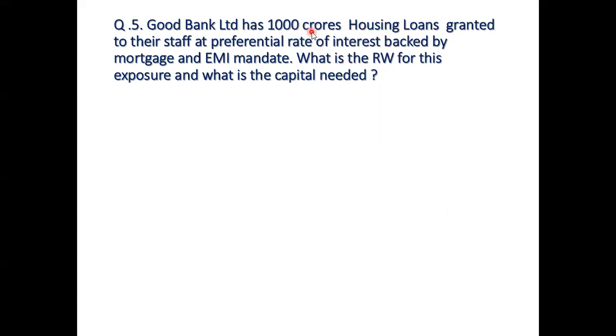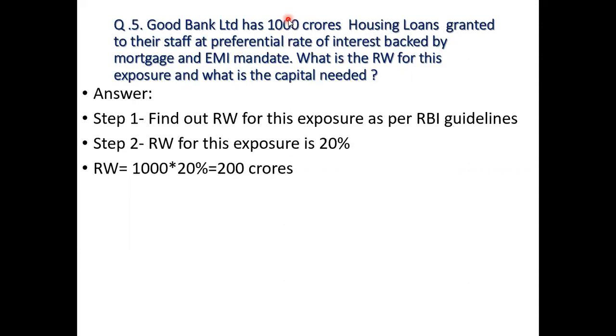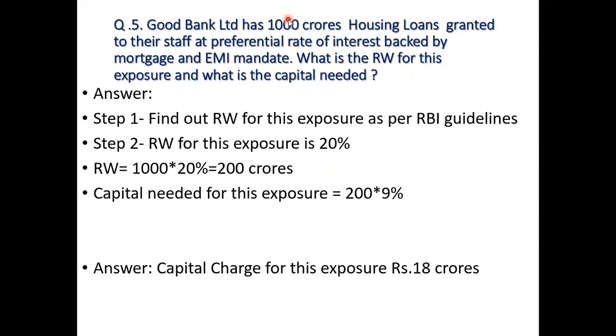So Good Bank, 1,000 crores, granted to their staff. They will mislead you: preferential rate, backed by mortgage, EMI mandate. What is the risk weight and capital needed? So 1,000 crore at 20% risk weight, staff loan, so 200 crores. And capital needed is 18 crores. That's all.